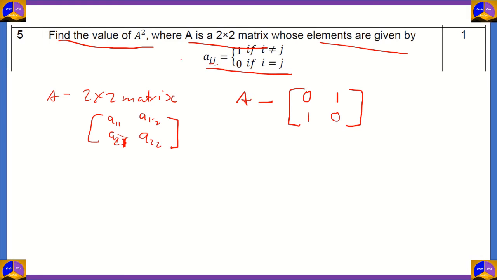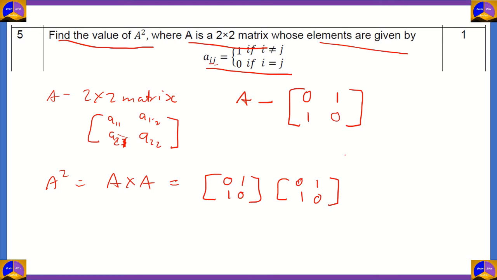Now, we need to find the value of A squared. A squared is basically A times A. That is equal to [0, 1; 1, 0] times [0, 1; 1, 0]. The important point to note here is that this is not simple multiplication.